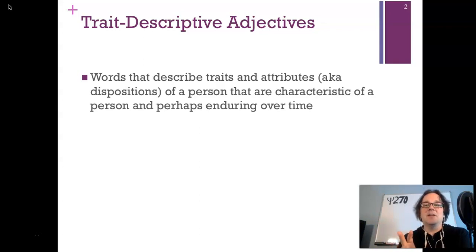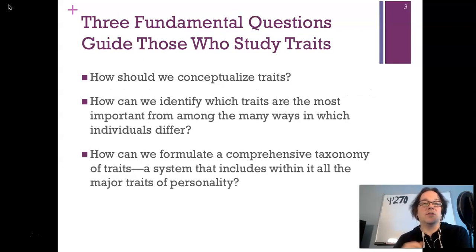And we say perhaps because there's some research that suggests that these traits tend to stick with us, but we should put an asterisk next to that, because they might be dependent on what kind of traits we're talking about, number one, and also what kind of time period in our lives we're talking about. Traits might be more enduring earlier in life or later in life. It really depends on the trait, right? But when we talk about trait descriptive adjectives, that's what we're talking about. Words that can help us describe these personality traits or attributes or dispositions.